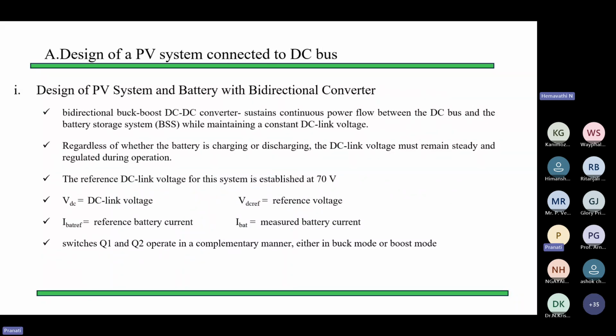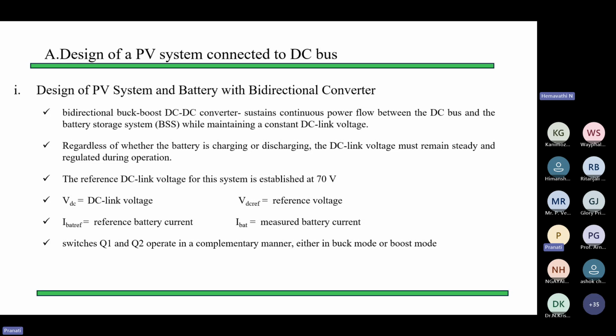Then the design of a PV system connected to a DC bus once again has a bidirectional buck boost converter. As we have seen, the DC-DC converter sustains continuous power flow between the DC bus and the battery energy storage system while maintaining a constant DC link voltage. Here we have used a constant DC link voltage of 70 volt.